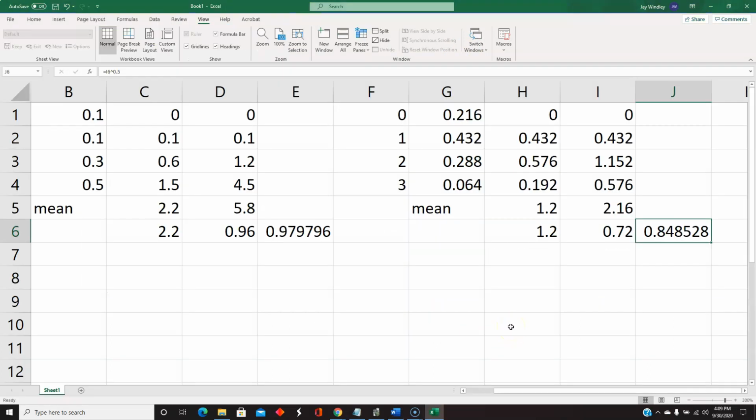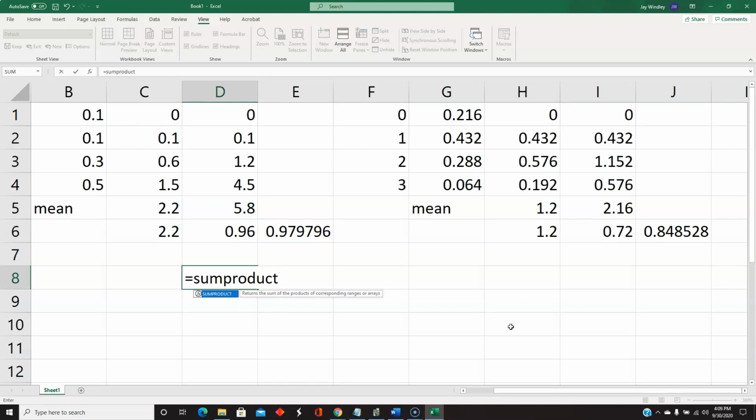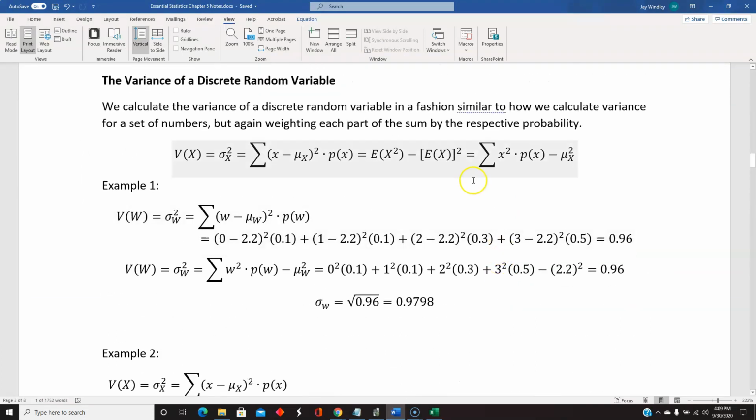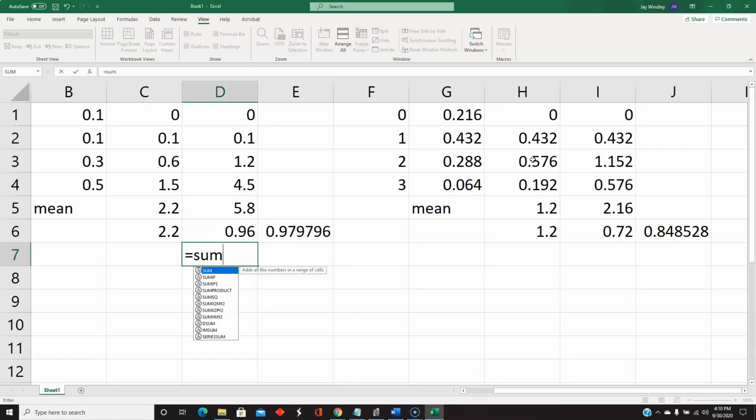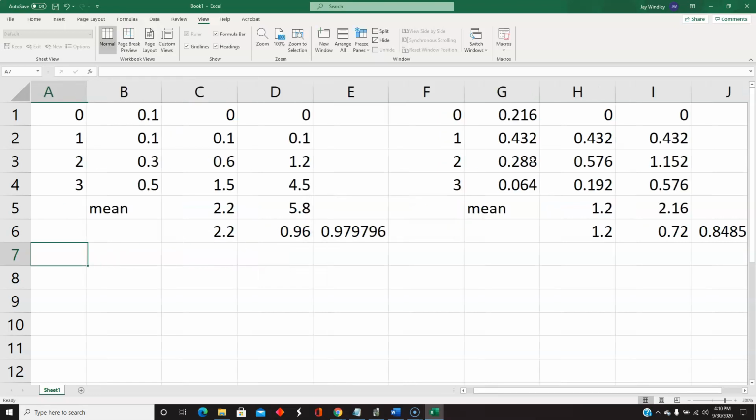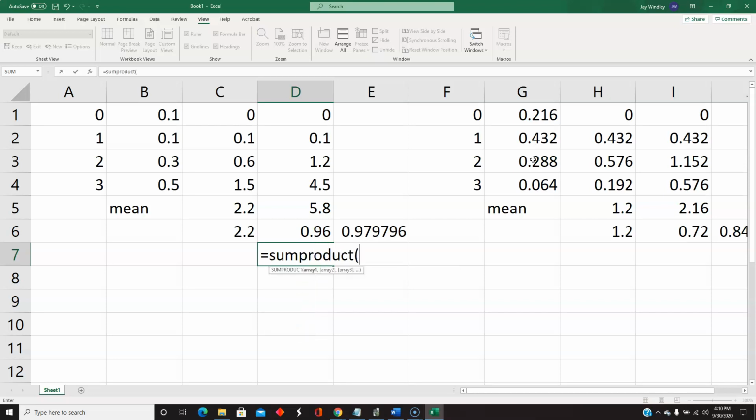One more thing, there's another shortcut in Excel for this 5.8. You can also do sum product again. This is not for the variance, but for the first piece of the variance formula, which is, let me scroll up, this piece of the variance formula right here, the sum of the x squareds times the probabilities, which is the 5.8 number here before I subtracted the 2.2 squared. I can do sum product, and since I want the values of x squared, I can just do the list A1 through A4 twice. So that's going to give me the product of A1 through A4 times A1 through A4, and then all of that multiplied times B1 through B4, and that's the same 5.8 number.